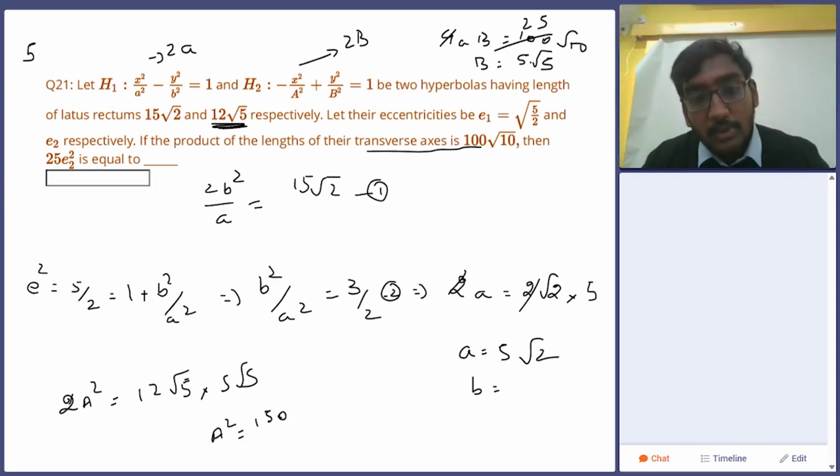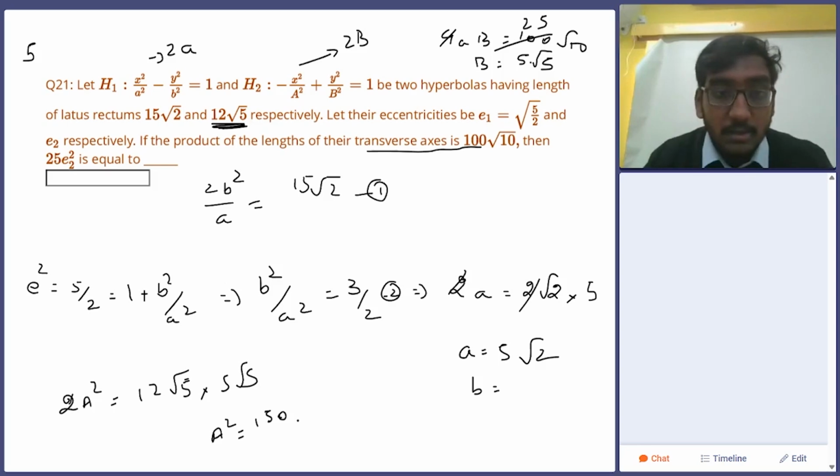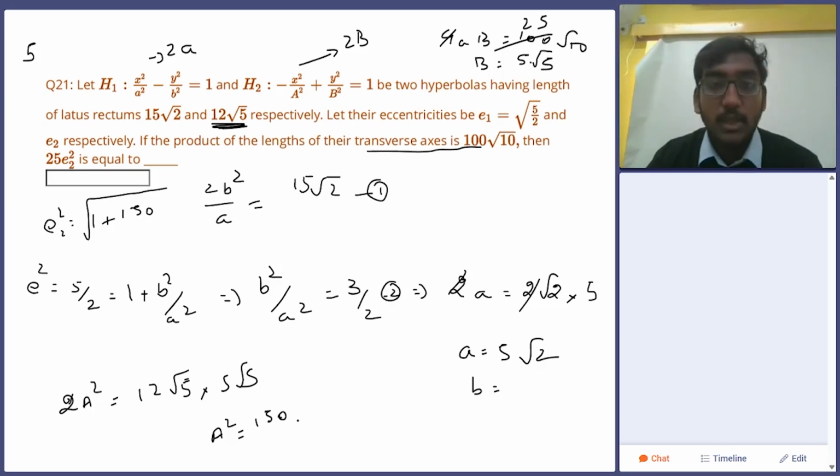So what will be 2a square by b? No, sorry, they're not asking that. They're asking e2 square. E2 square will be 1 plus a square by b square, right? That will be 1 plus 150 by, what will be b square? It will be 125, right?